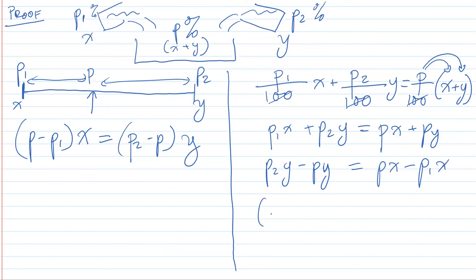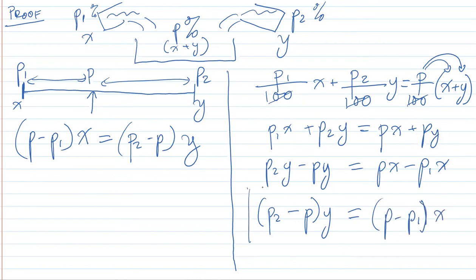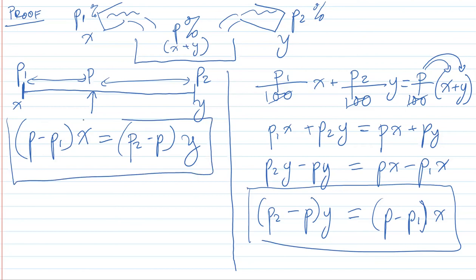And if I factor out Y on the left here, I get (P2 minus P)Y, and I factor out X on the right, I get (P minus P1)X. And it's the same equation as using the proportion method. So that's proof that the proportion method and the traditional algebra method are the same thing.